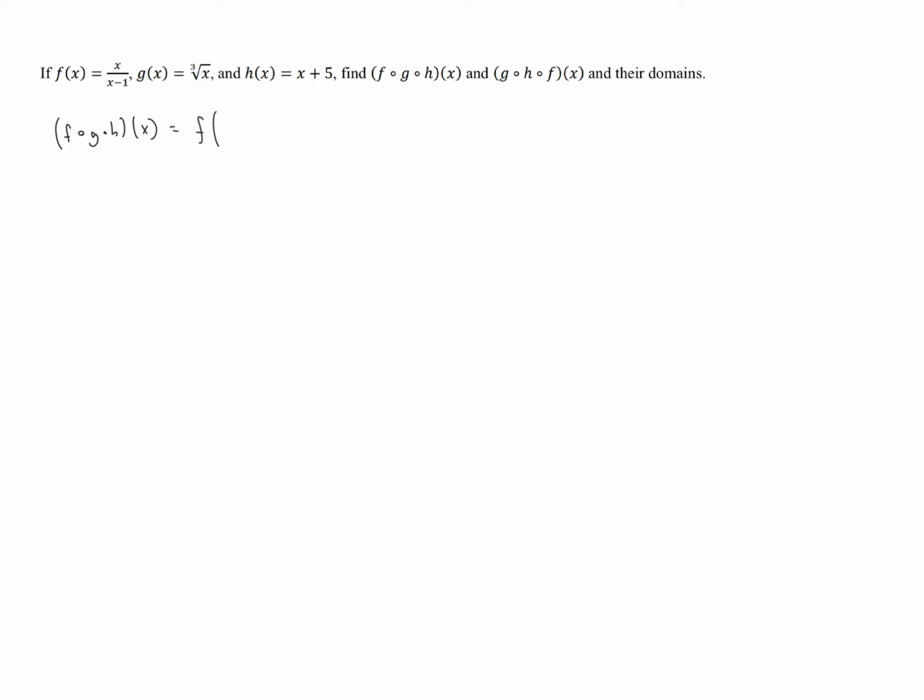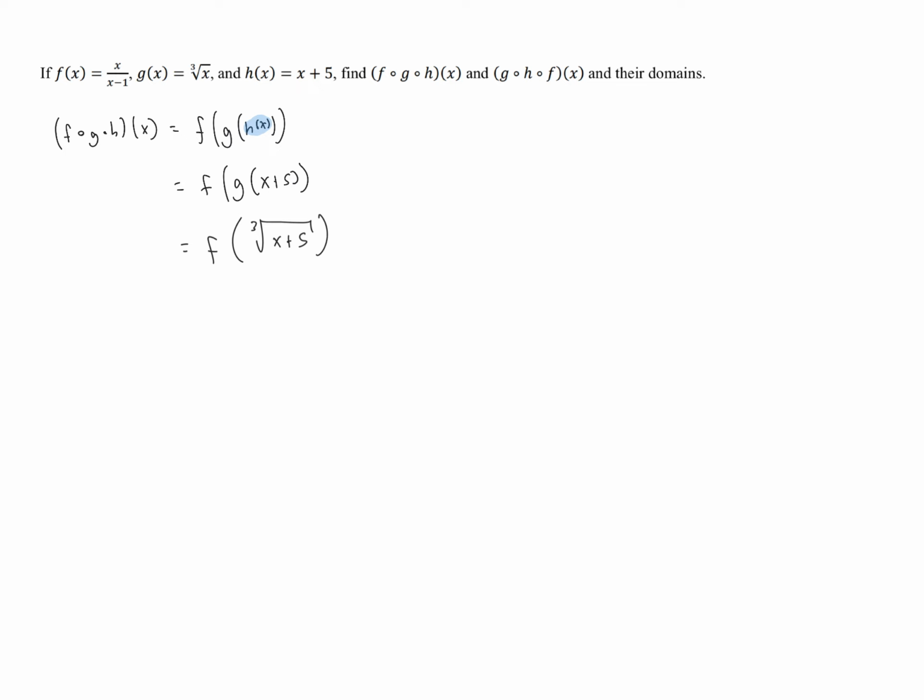That's going to be f of g of h of x in the middle. And we know we need to start from the inside out, so we've got to start by plugging in h of x. That's just x plus 5. So this is going to be f of g of x plus 5. Then we have to apply g to x plus 5. The function g just takes the cube root. So g of x plus 5 is going to be the cube root of x plus 5.